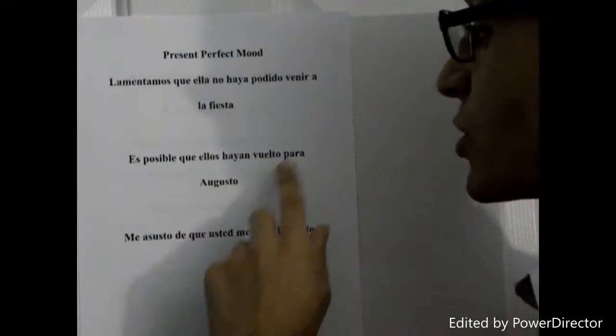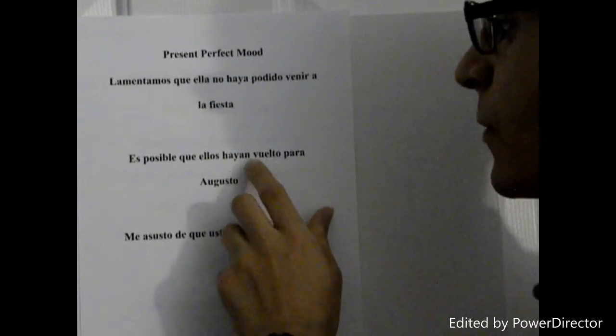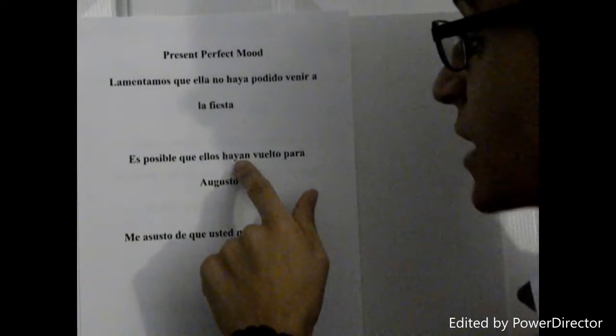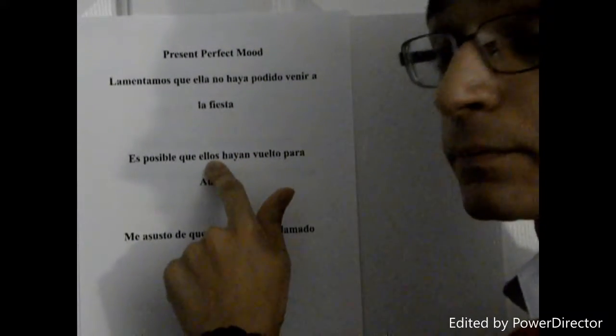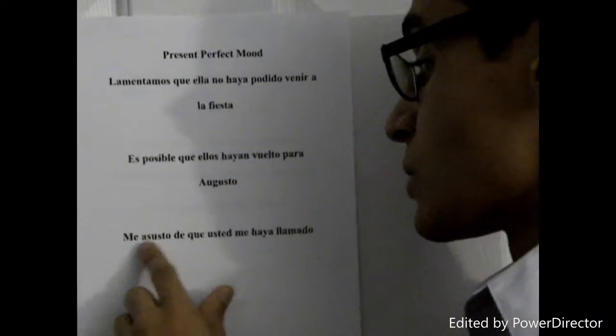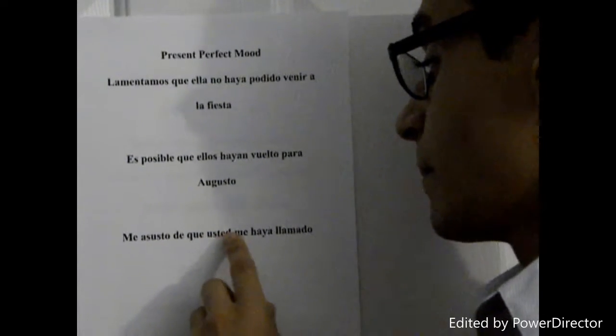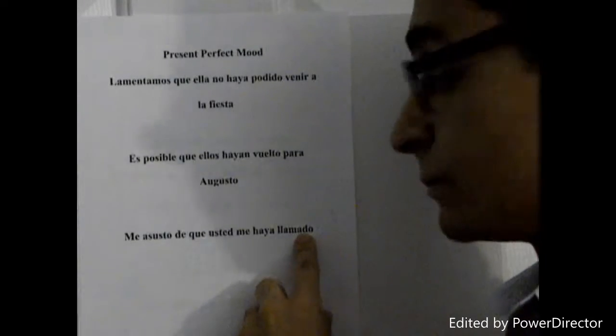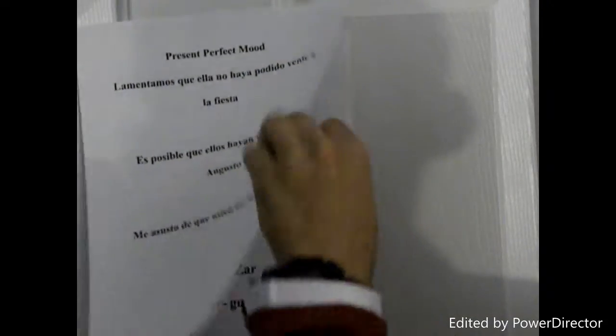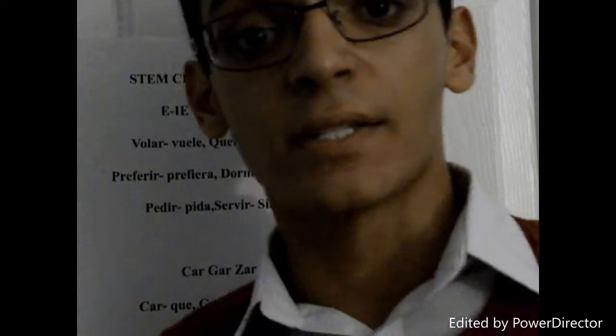Now, it's important to realize that we still need to use haber. Here it is conjugated as hayan for ellos. Our next example is Me asusto de que usted me haya llamado. Once again, we see the word haya, haber. Now, it's important to realize that in subjunctive, there are some verbs that still need some changing. And there are actually some irregular verbs as well.